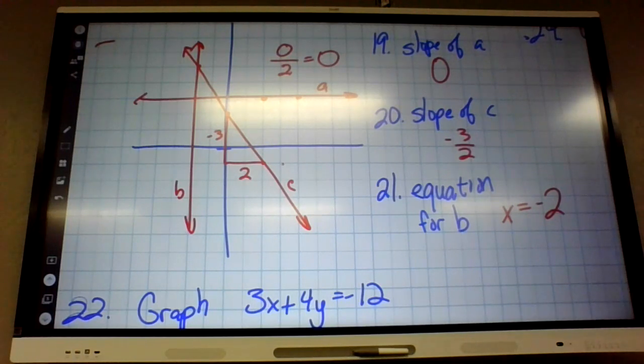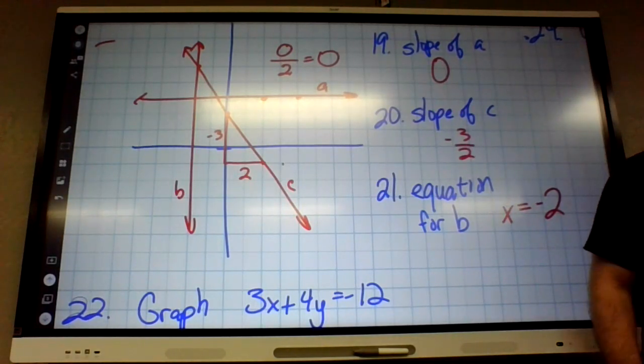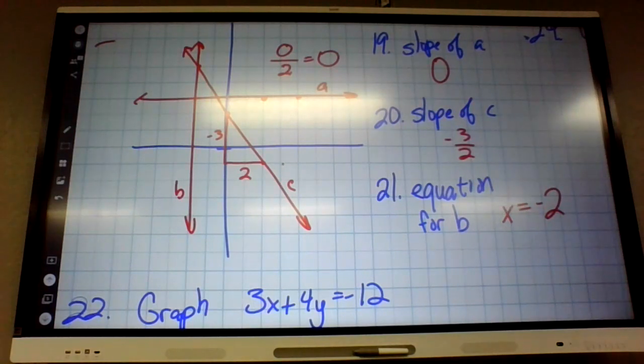Wait a second. What is that word? Equation, for B. I'm assuming we're almost done. Here comes the hard stuff. Wait, what did you say on 21? You look at it and you're like, well, yeah, but vertical lines are always x equals something. So that was 19 or 21.